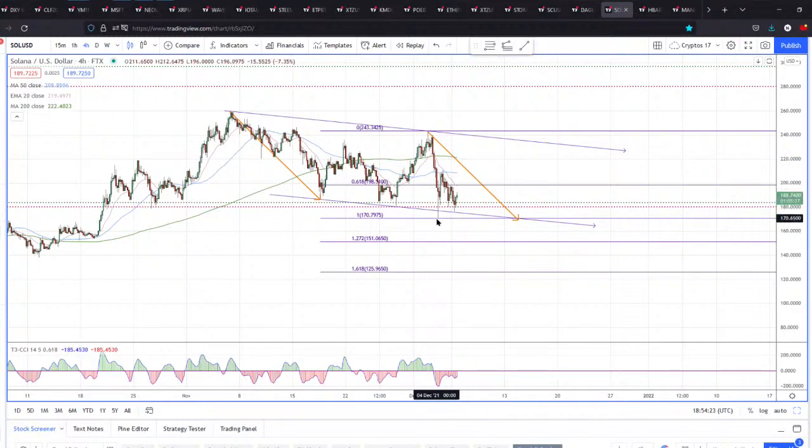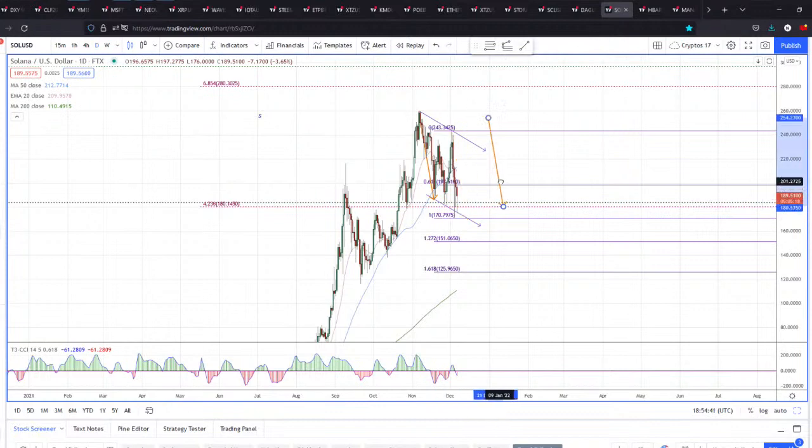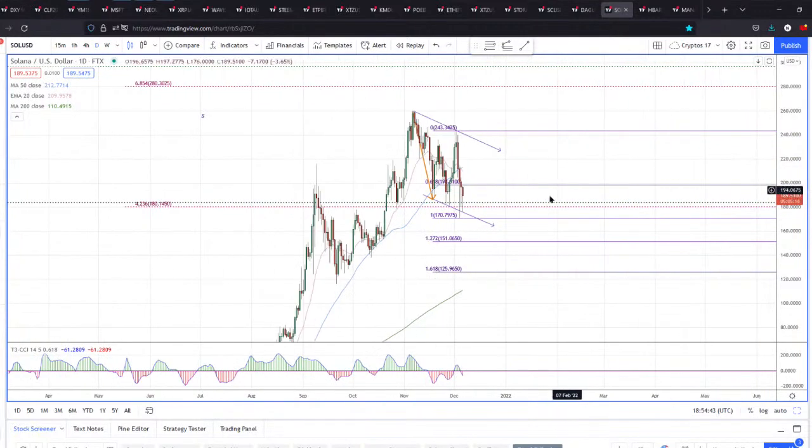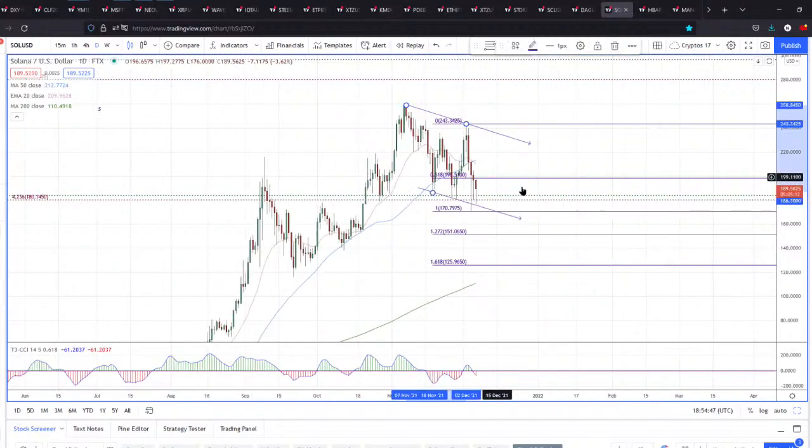But if we hold the lows from the 4th of December, I really do like Solana to start up again from here as well. That would be correction complete. I put before, when we were way back, that the measured move support was at 170.80, looking for a base here. So far we're making a base, we're holding. Just watch out for those retests, because you never know.